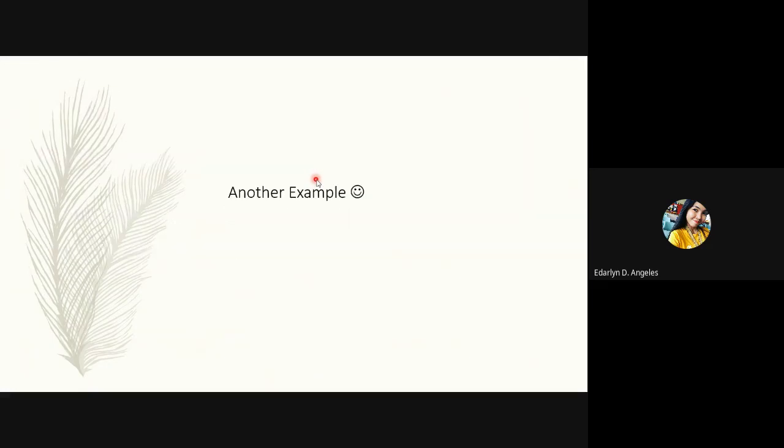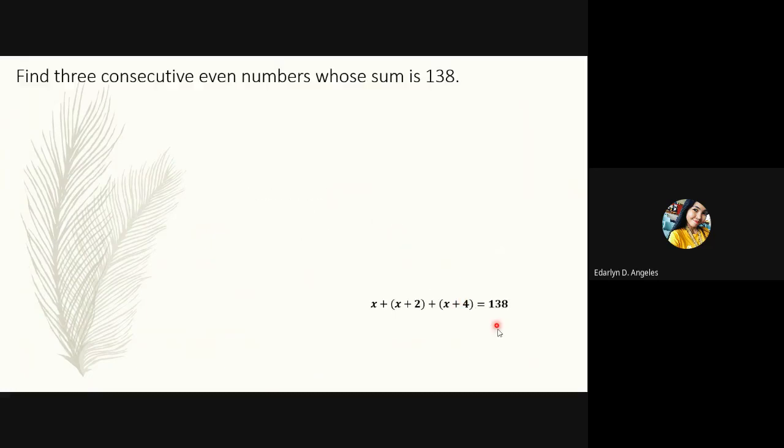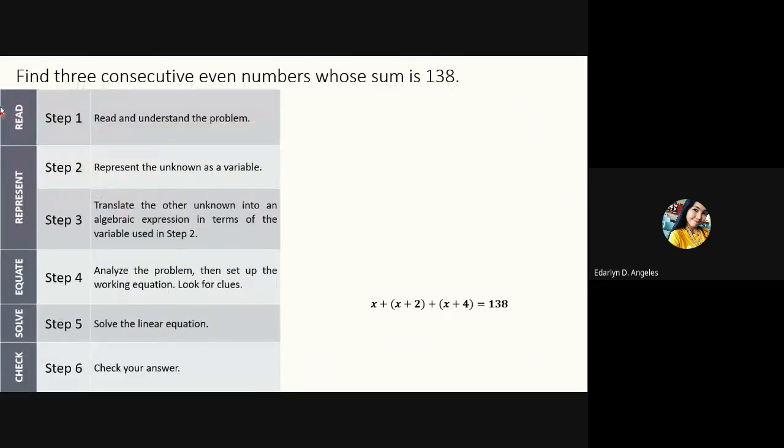Let's have another example and then your turn. Sorry about this one. So let's continue. Find the three consecutive even numbers whose sum is 138. Okay. So here are our steps again for you to be guided.